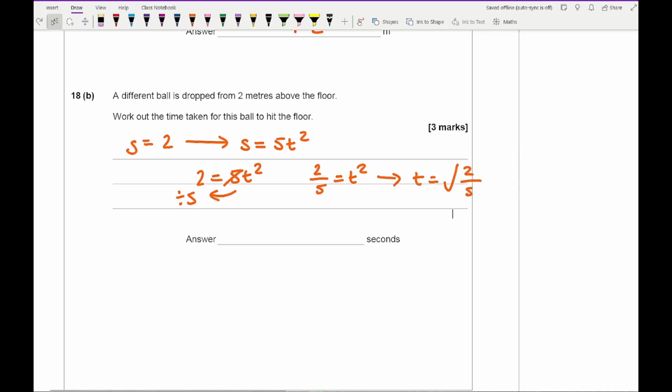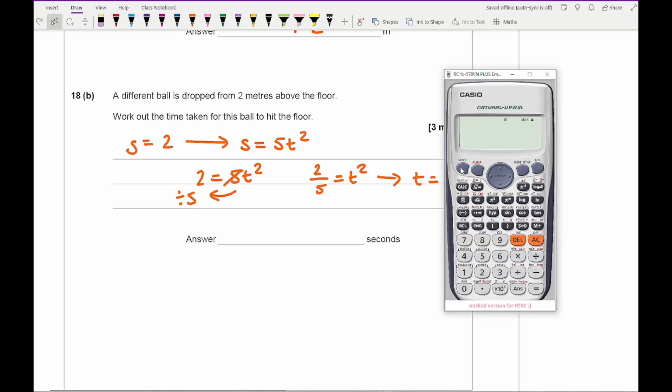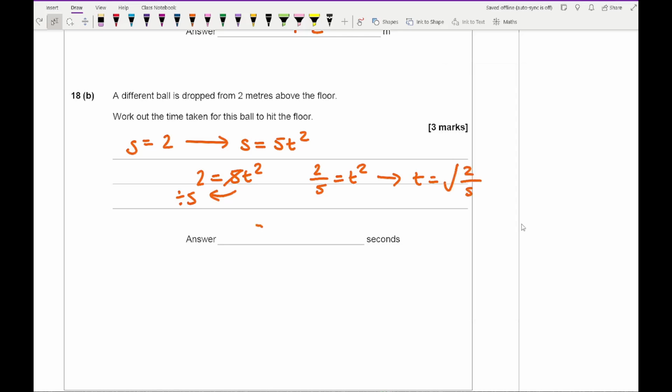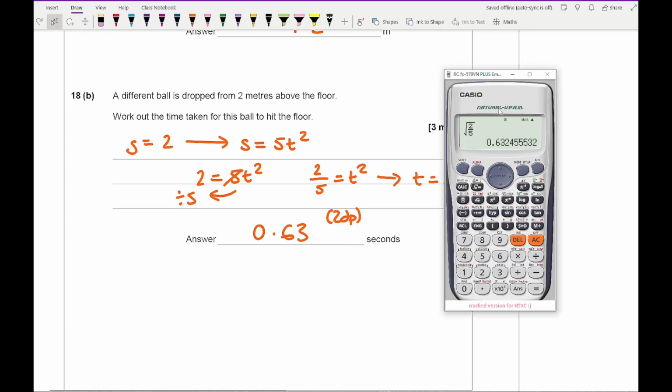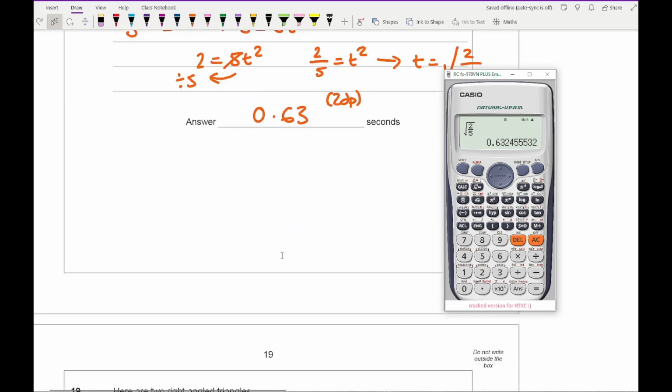If I type that into my calculator, square root of 2/5, press equals, press SD, it comes up to an answer of 0.63. Now again, if you want to round it, always make sure you state what you round it to. If you're not great with your rounding, just copy the answer on your calculator, as the question doesn't specify how they want you to round your answers.